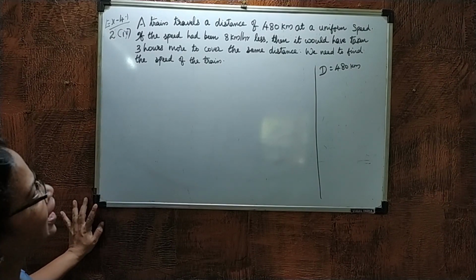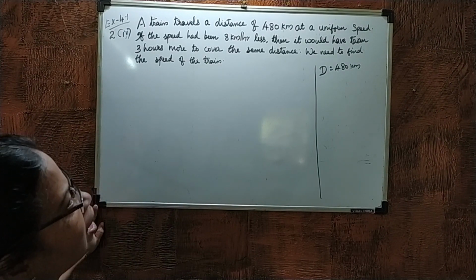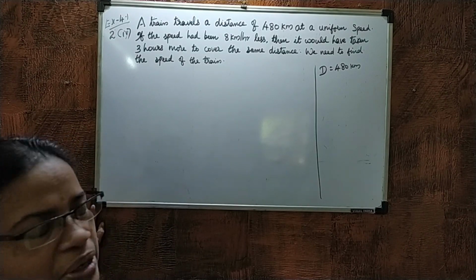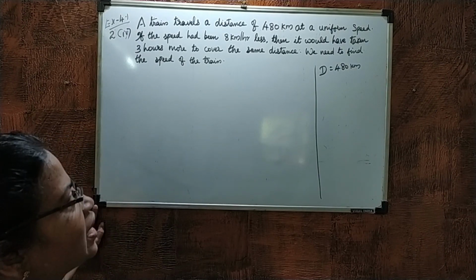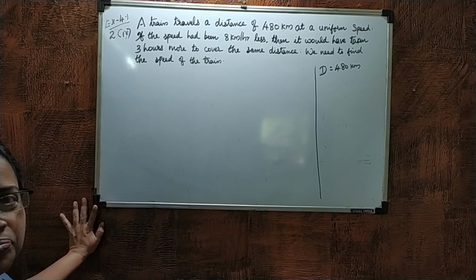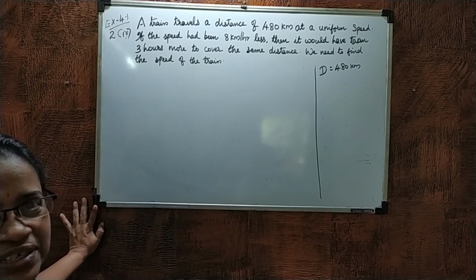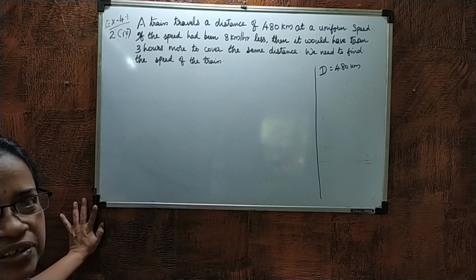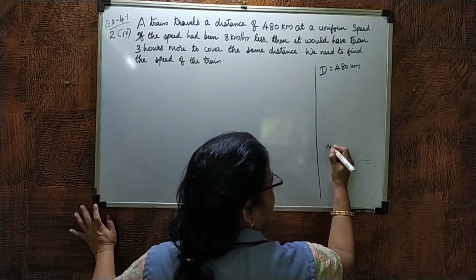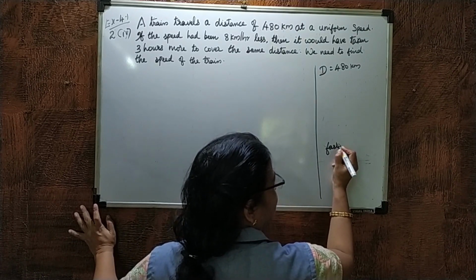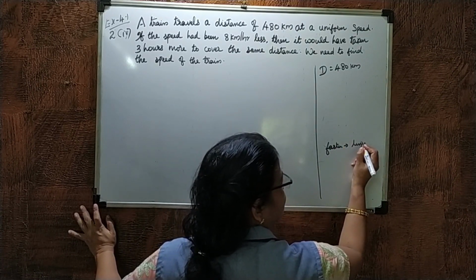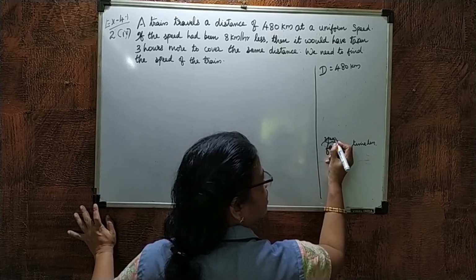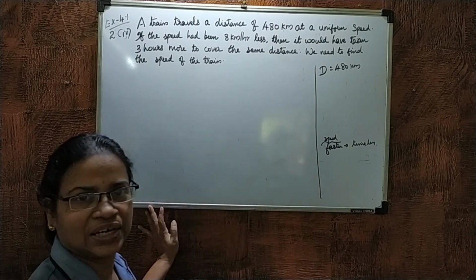Then if the speed had been 8 km per hour less, it would have taken 3 hours more to cover the same distance. What is the connection between speed and time? When we move faster, what happens? We reach the destination sooner. That means if you move faster, time will be less. If we increase the speed, time will be less.